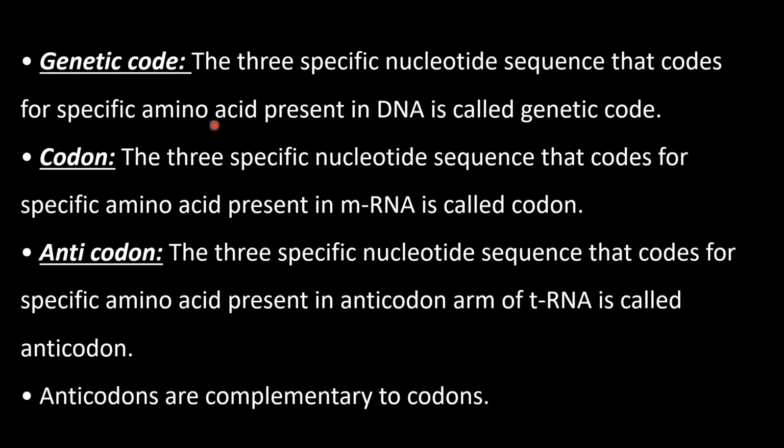Genetic code. The 3 specific nucleotide sequence that codes for a specific amino acid present in DNA is called genetic code. Codon. The 3 specific nucleotide sequence that codes for a specific amino acid present in messenger RNA is called codon. Anticodon. The 3 specific nucleotide sequence that codes for a specific amino acid present in the anticodon arm of transfer RNA is called anticodon. Anticodons are complementary to the codons.